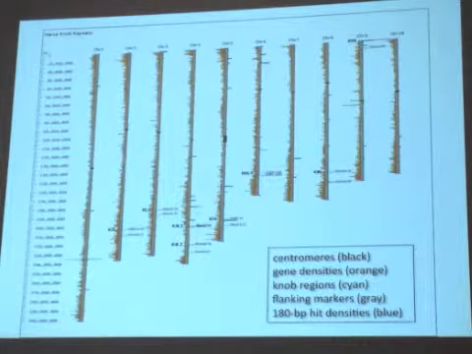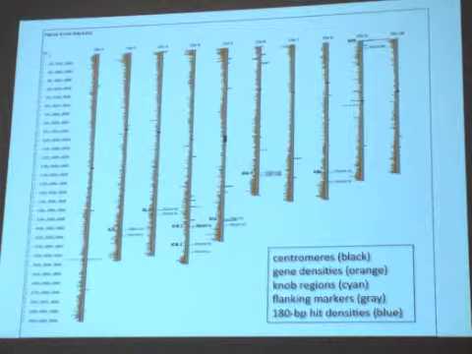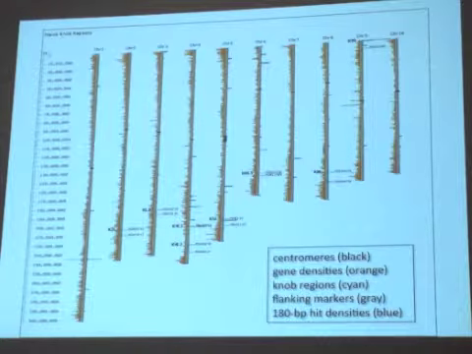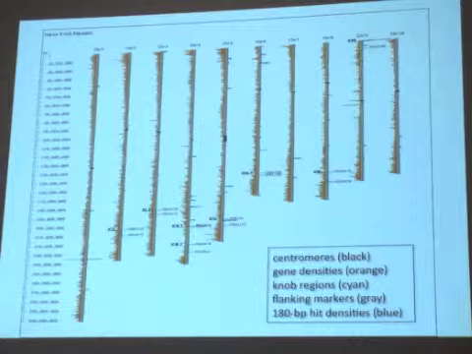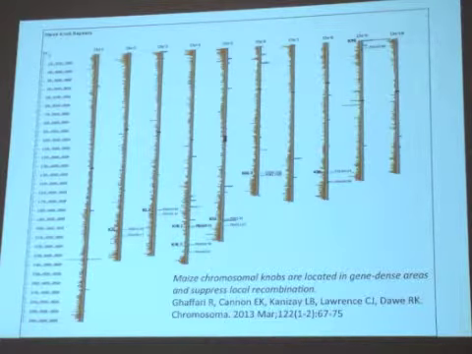But also, this is a demonstration of one call to CViT. You can produce a picture that gives you the chromosomes, centromeres, gene densities, knob regions, flanking markers of the knob regions, and the hits, the repeat densities. And this resulted in a paper.